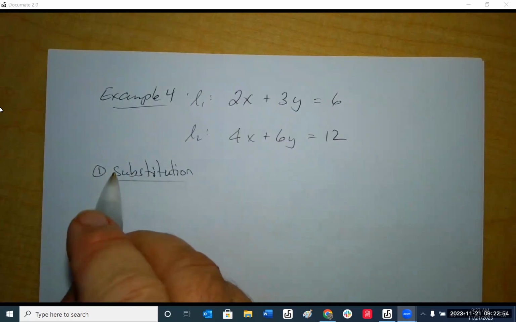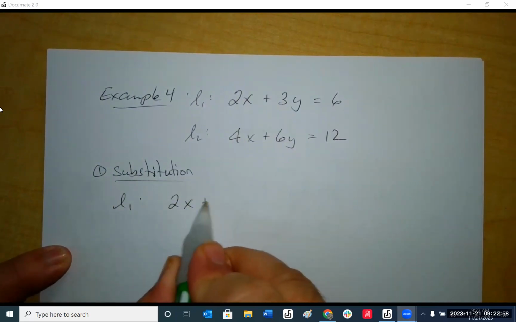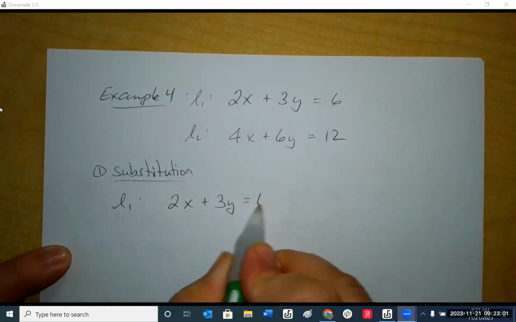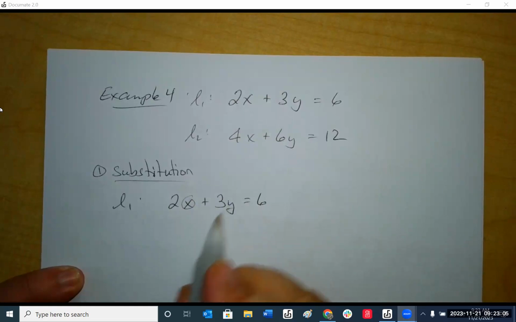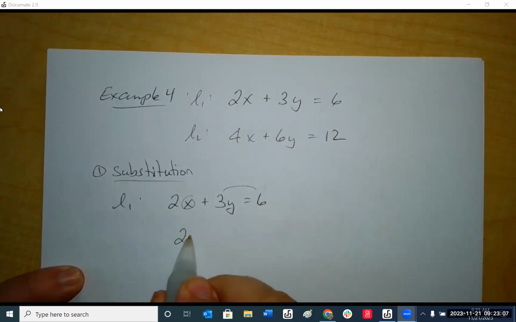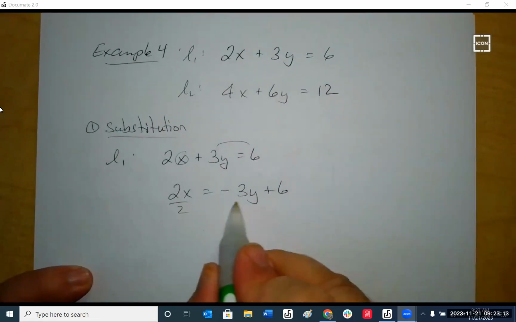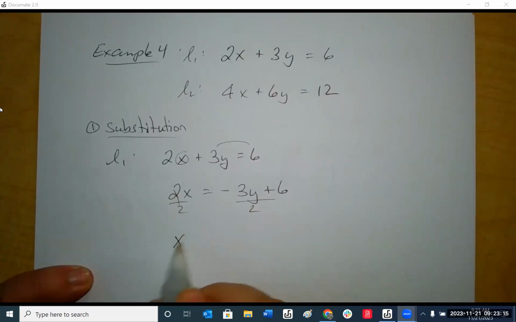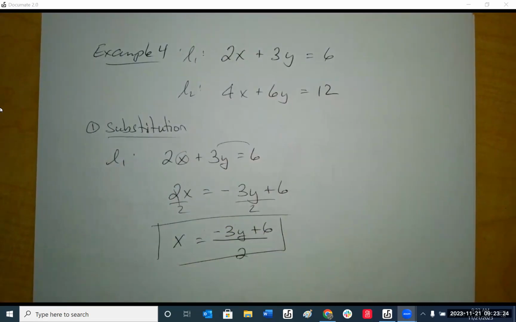Substitution. I'll take line 1 and solve for x. So I'll move that over there. So I have 2x equals negative 3y plus 6 divided by 2. So x is equal to negative 3y plus 6 over 2. I'll have to come back to this one to find the x value.